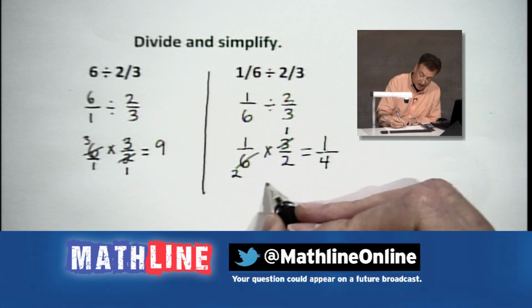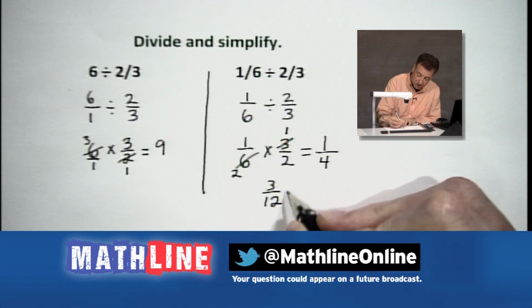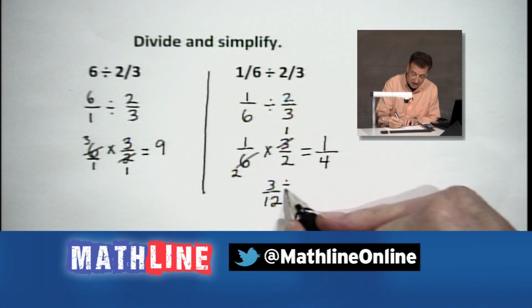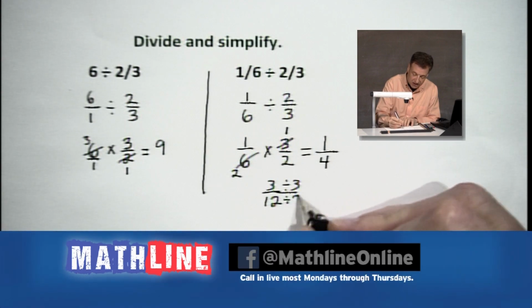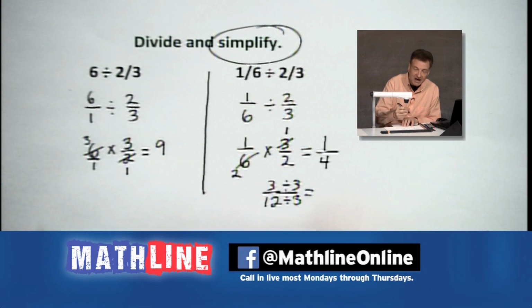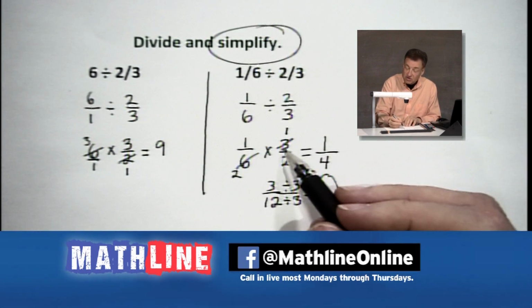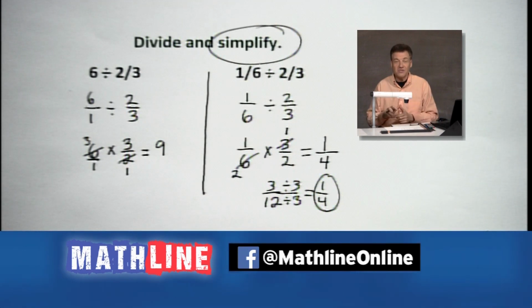Well, you would have had 3 over 12. But you still would have simplified, right? You all know that because you would have had to divide both of these by 3. Because it says simplify, reduce, however you want to look at that. And that would give us the 1/4 once again. So you can avoid those cancellations, but I think they make things easier.